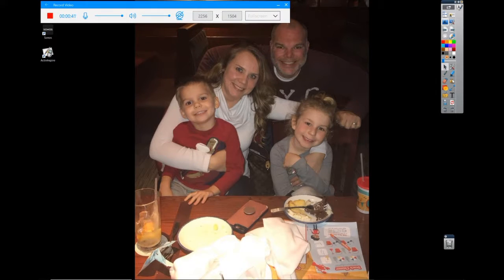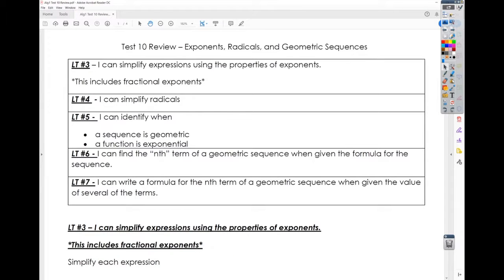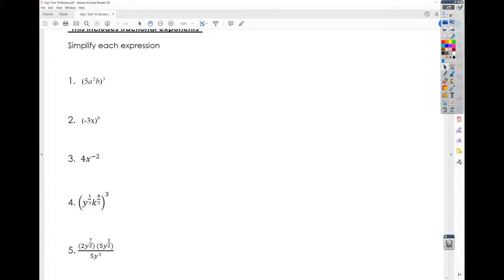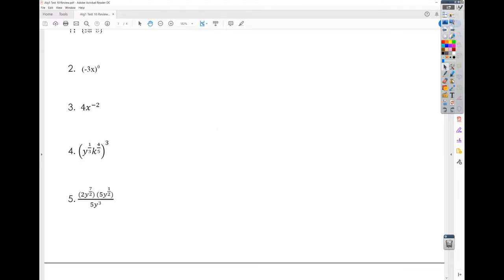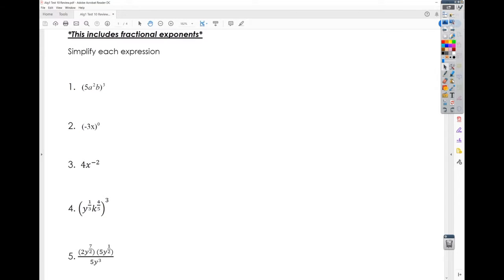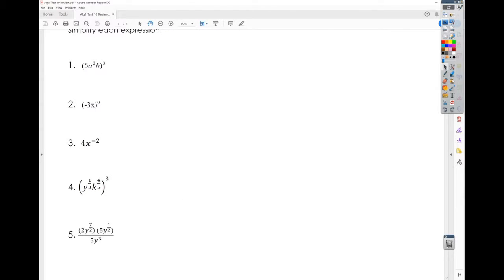So again, I'm going to go through some problems from the review to help you prepare. Okay. So these first 5 problems anyway are about simplifying expressions with exponents. For example, this problem number 1, when we have an exponent outside the parentheses, we need to make sure that we distribute it to each of the terms inside of the parentheses.